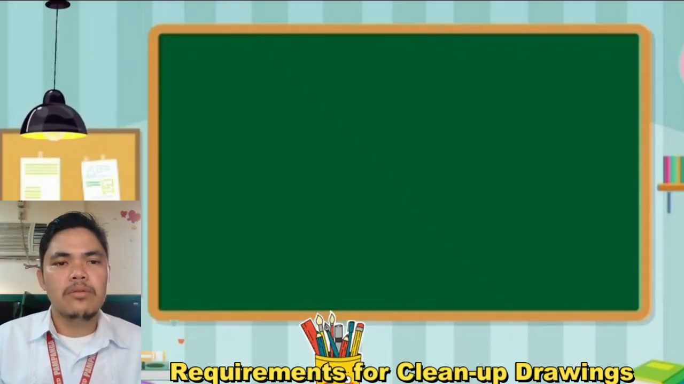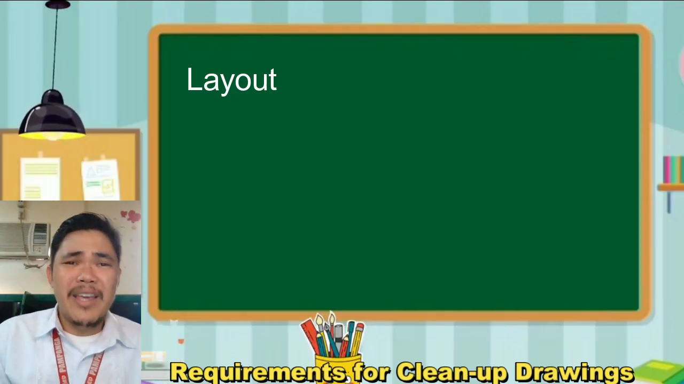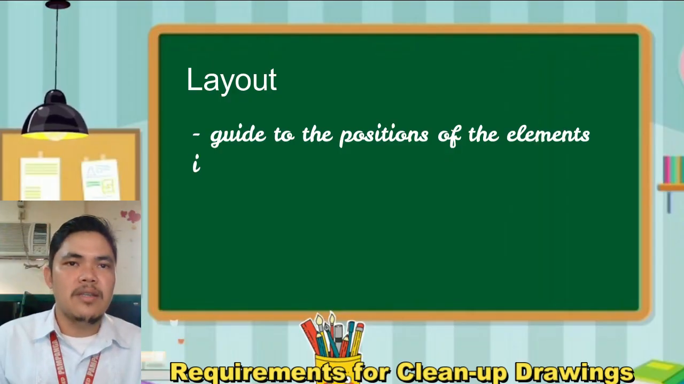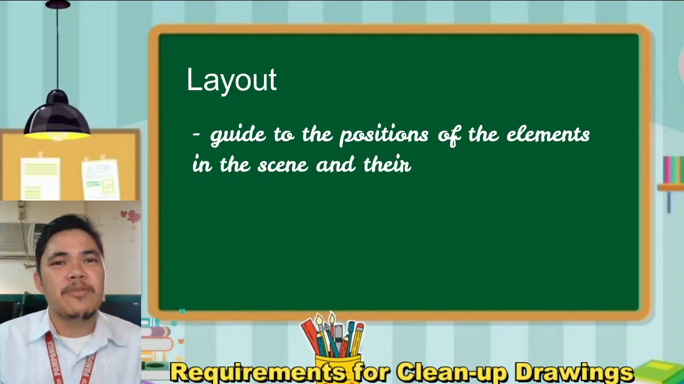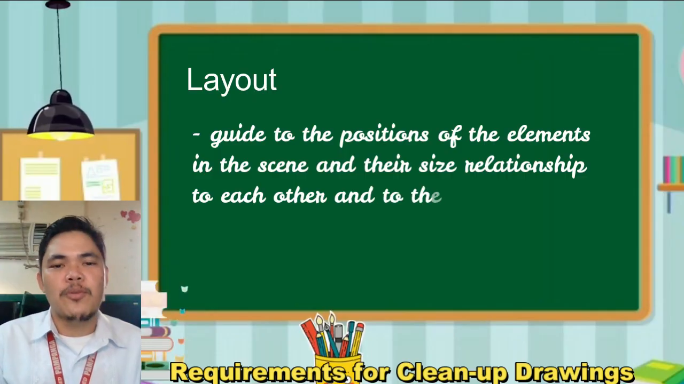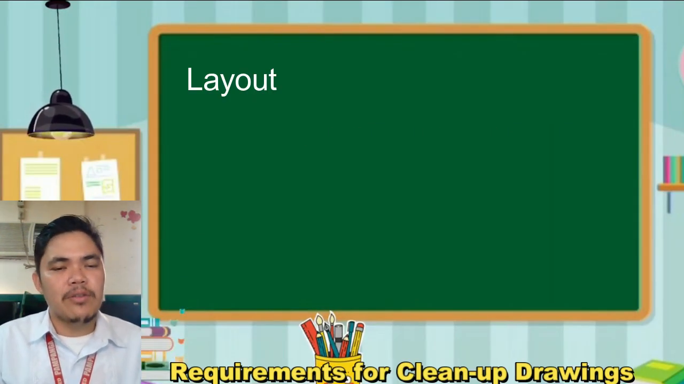We have number 2, layout. So let us define what is layout. A layout is a guide to the positions of the elements in the scene and their size relationship to each other and to the location of the scene. Well, we have an example of a layout here.